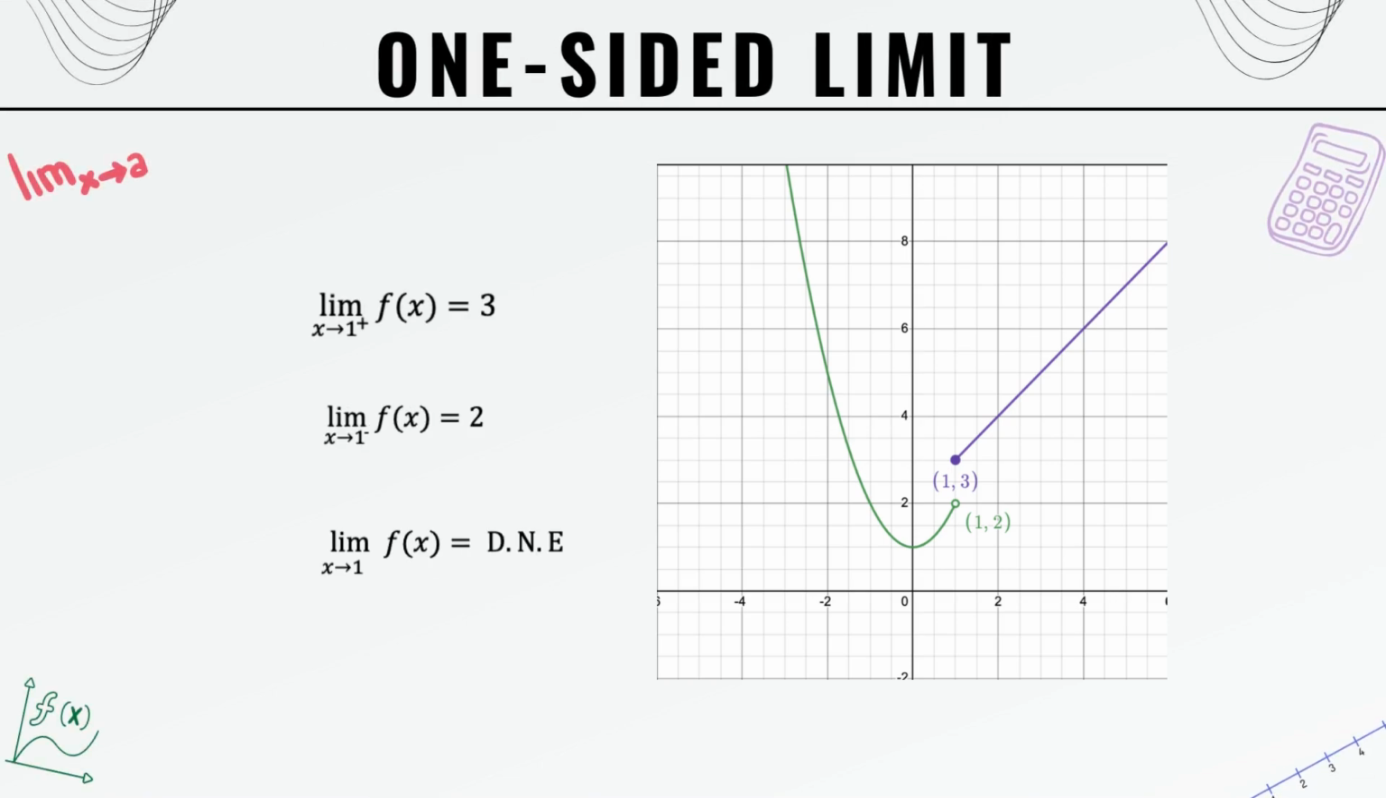As x approaches 1 from the right side, our graph approaches 3. However, from the left side, the graph approaches 2. Since those two values are not the same, the two-sided limit does not exist at x equals 1.